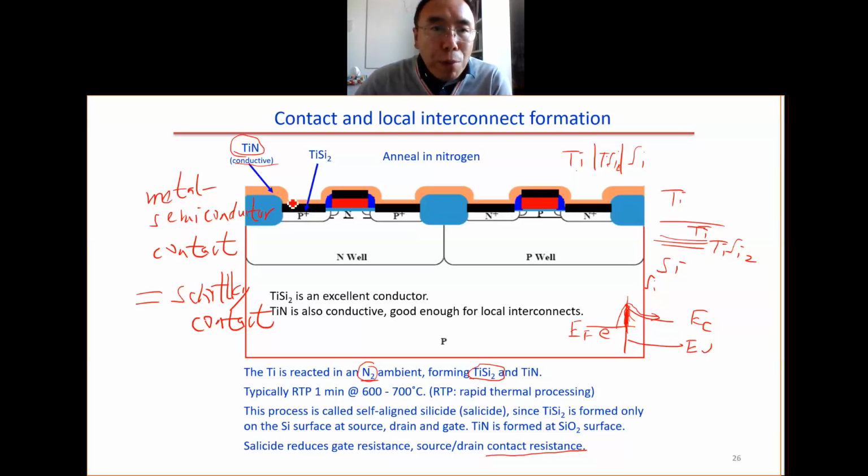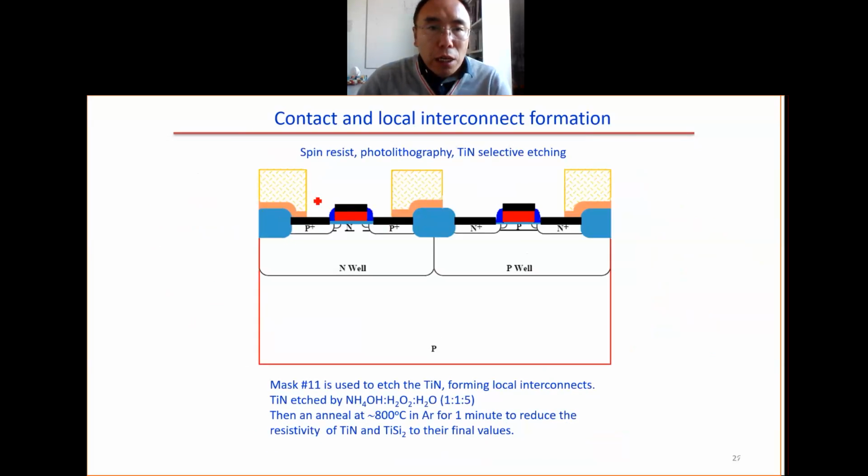So next, we will pattern the metal layer here. So we do spin resist, photolithography. We etch the titanium nitride. In this case, it's etched by this wet etching, ammonium hydroxide, hydrogen peroxide, and water, 1:1:5. So this is also called RCA cleaning. We will learn about RCA cleaning later on. So you etch the titanium nitride. It will leave behind the titanium. So here is titanium silicide. So here we have titanium.